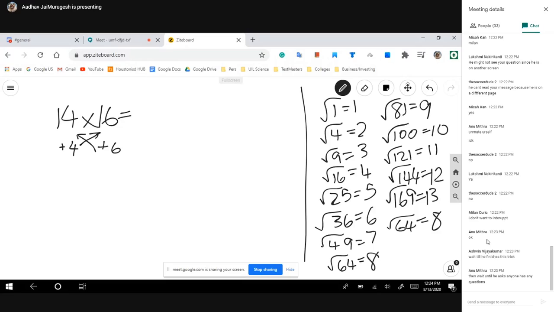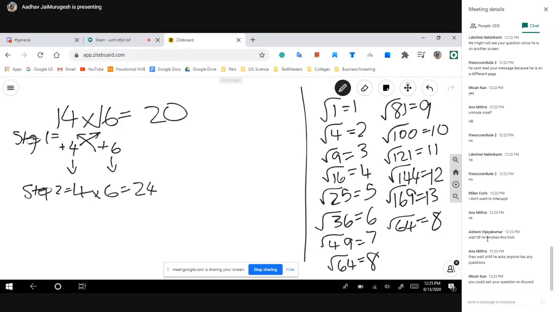I'm just going to add 4 plus 16, which gives us 20. So let me write a 20 over here. Then you take the numbers 4 and 6 and multiply them by each other. You multiply 4 and 6, which gives you an answer of 24. Let me write steps. Step 1 is that, and step 2 is this.